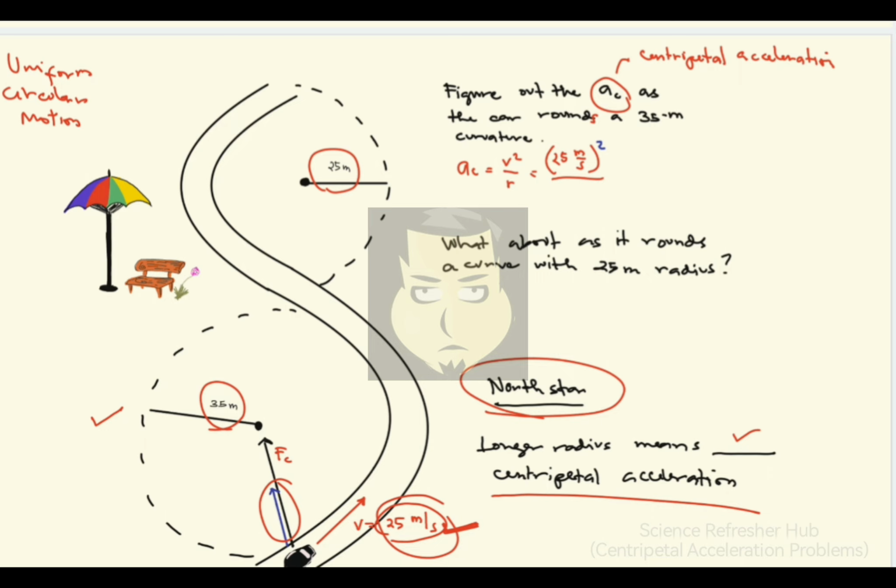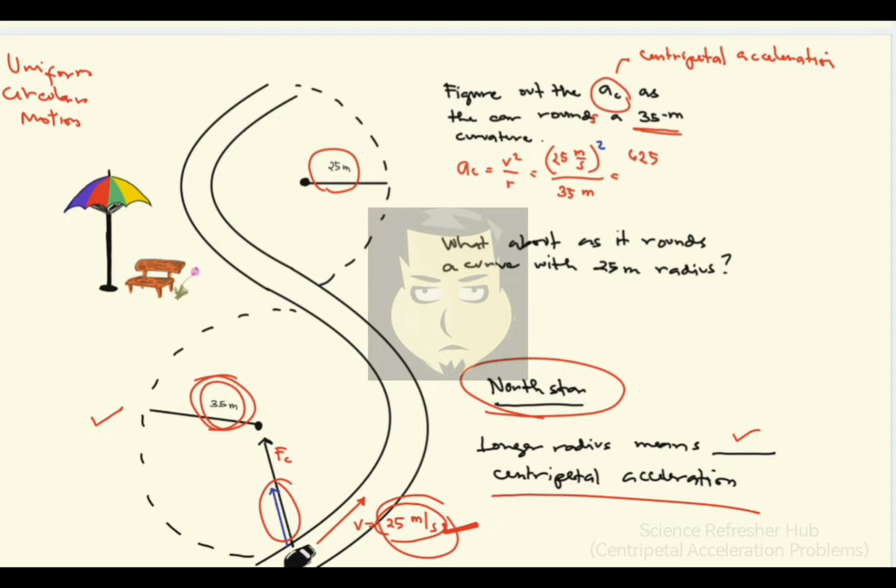So the radius here, it's 35. So we will divide it by 35 meter. And we will do the math. Since that's 25 squared, what to do? 25 times 25. 25 times 25, that's 625. And then what are we going to do?